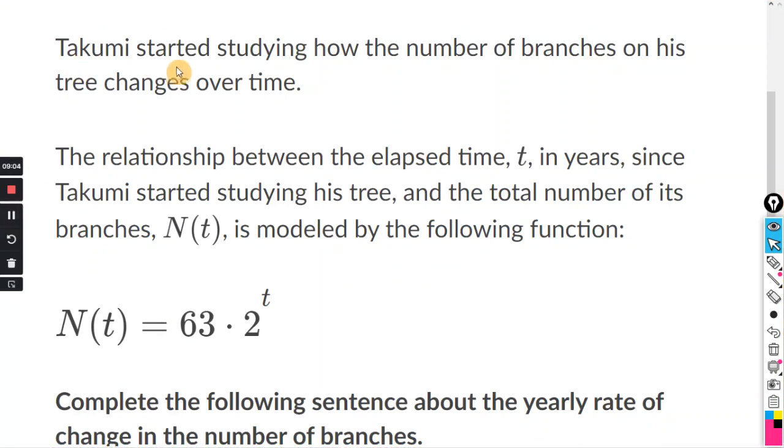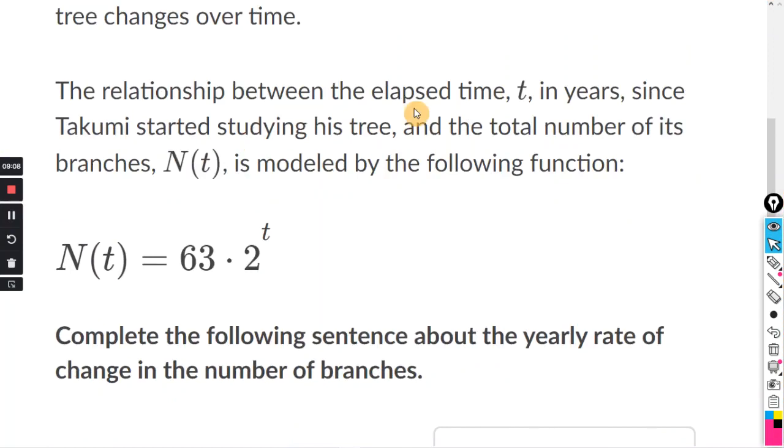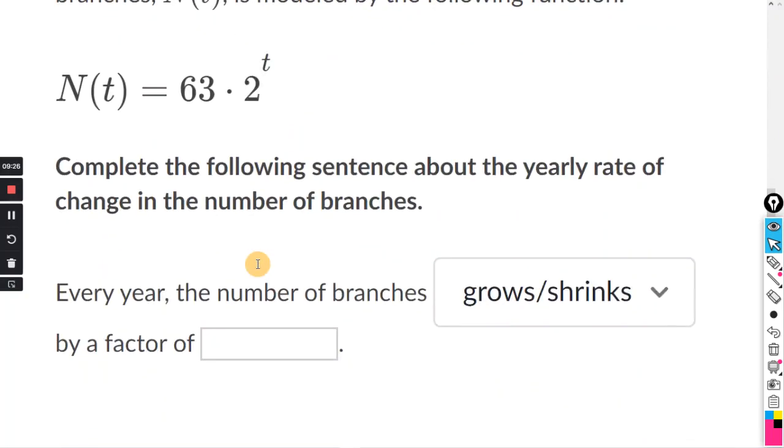Okay, Takumi started studying how the number of branches on his tree changes. The relationship between time t in years since he started studying and the total number of branches n of t is modeled by this function. Complete the sentence about the yearly change. All right, t is the time in years. So each time you increase the year, the initial value gets multiplied by 2.